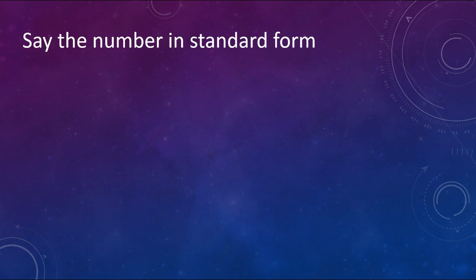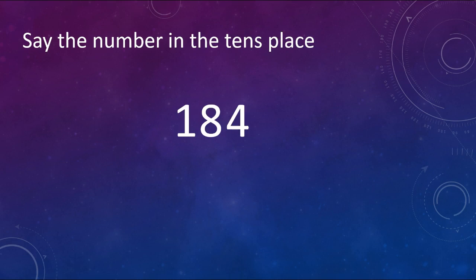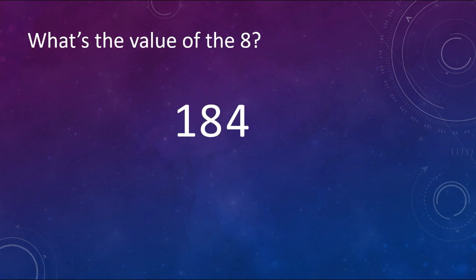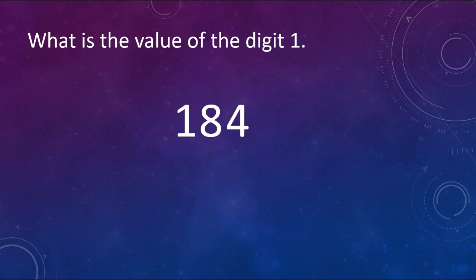For this part, we're going to say the number in standard form. So remember, the standard form is just the regular numbers. So here's our number, and if we say it in standard form, we're going to say it as 184. Okay, so now we need to say the number in the tens place. So which of these numbers is in the tens place? 8. Good. Now what's the value of 8? The value of 8 would be 80. What is the value of the digit 1? Did you say 100? Good job. And what is the value of the digit 4? Did you say 4? Good.